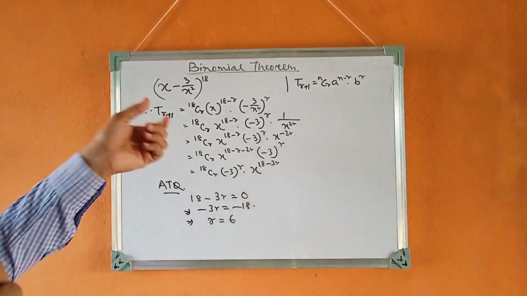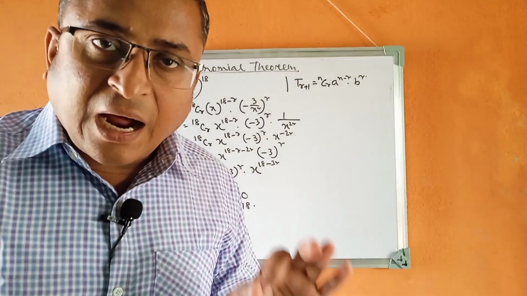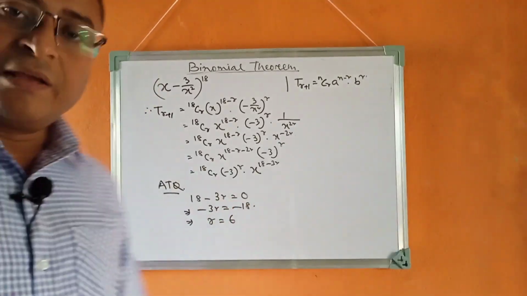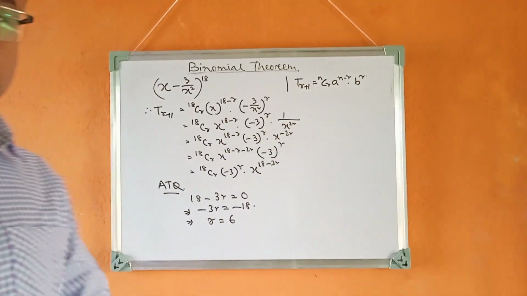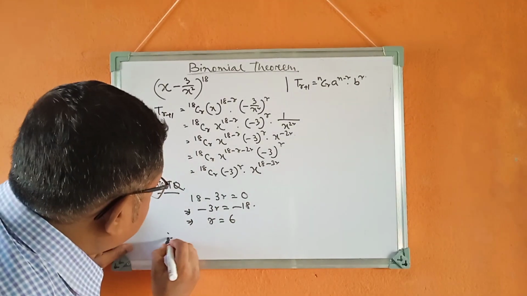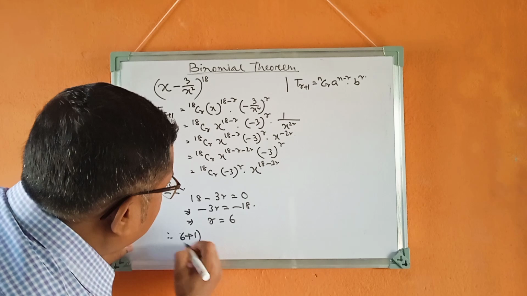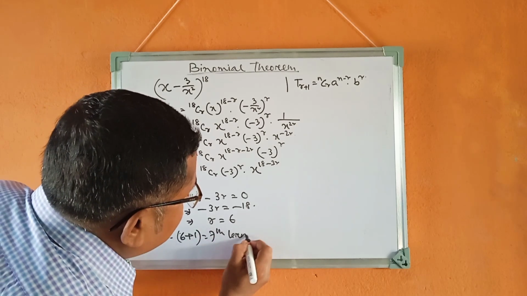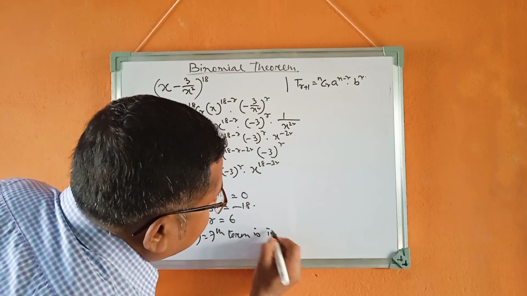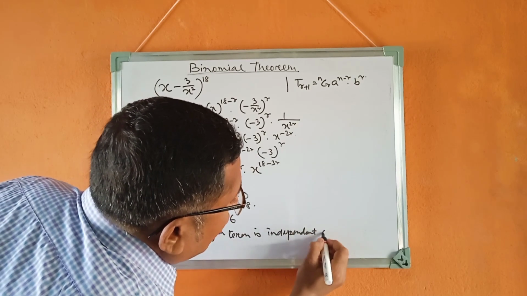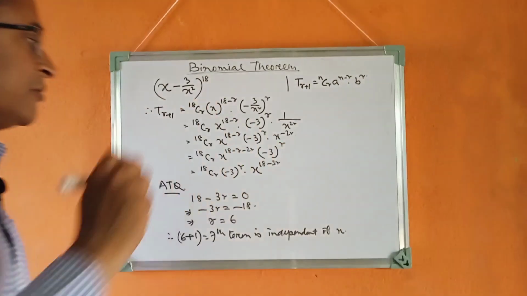Okay, so at first we take let the r plus 1 term be independent of x. So we get the value of r equal to 6. So all of you clear? So the r plus 1 term, that means 6 plus 1 term, that is the 7th term. The 7th term is independent of x. Hope all of you clear?